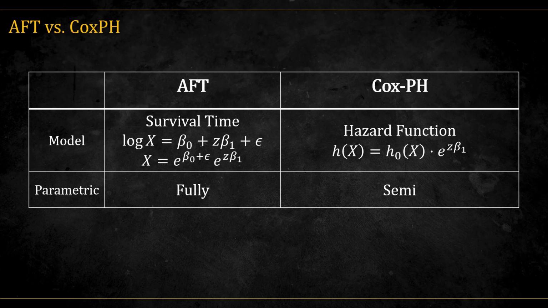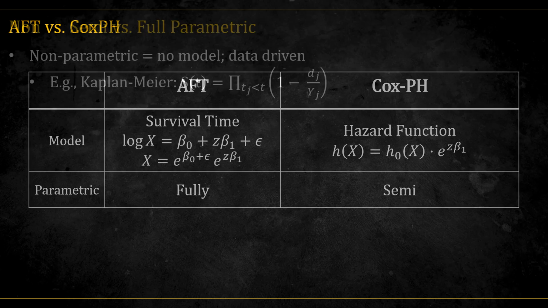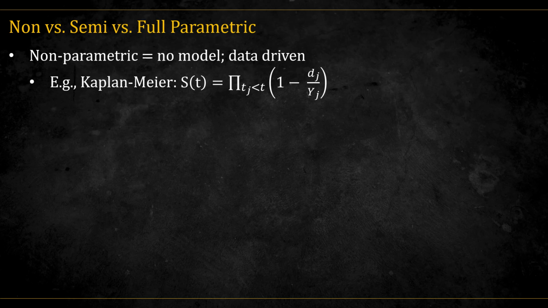AFT is a fully parametric model, while CoxPH is only a semi-parametric model. Let's understand what is meant by non, semi, and full parametric modeling. The exact definition of these are a bit contested. I'll try to give my intuition on the matter. Non-parametric means we don't assume any parameterized model. The estimates are purely data-driven.